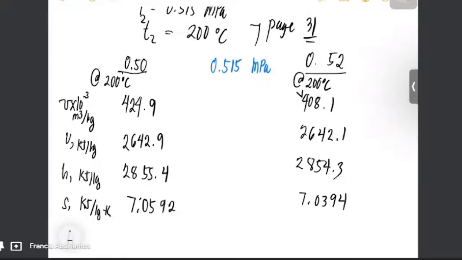So we will now compute the different state points at point 2. Okay? At the given temperature at point 2. So what is now the specific volume at point 2? You just need to interpolate using this value. Sige nga, paano mo makukuha yung specific volume at point 2?